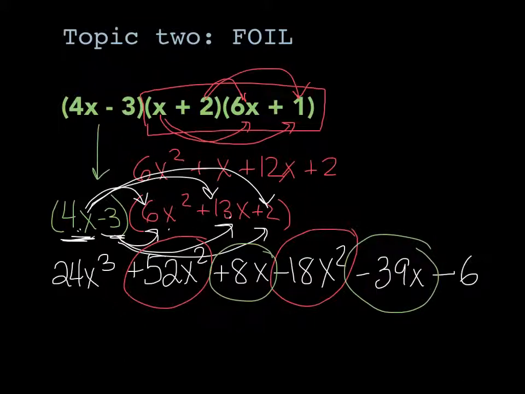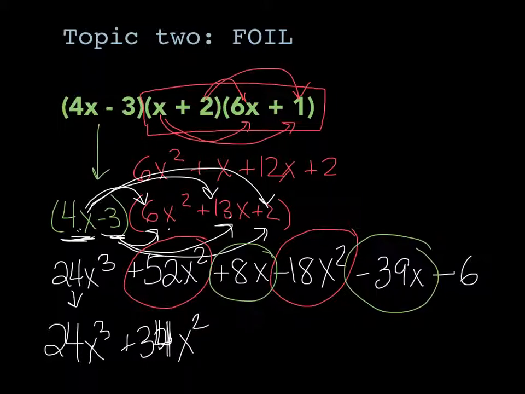So I'm going to start by writing down my 24x to the third, just because we traditionally put the largest exponent first. And then I'll do my x squareds, which is 52x squared minus 18x squared, which is going to give me 34x squared. And then 8x minus 39x is a -31x. And then I'll just tack on my -6 at the end, and we're done.